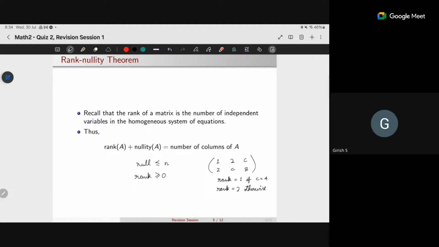Sometimes it is easier to see how much the rank is, but things might not be as direct as this. In this case, I've just taken a very simple example where you can readily see that the second column is a multiple of the first column, and the third column is also a multiple of the first column. Even though nullity could be any value between 0 and n in general, in this case, what is the maximum nullity? What is the minimum nullity?